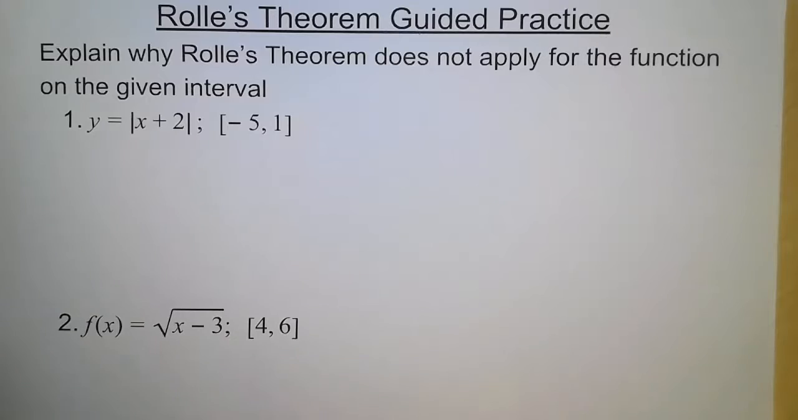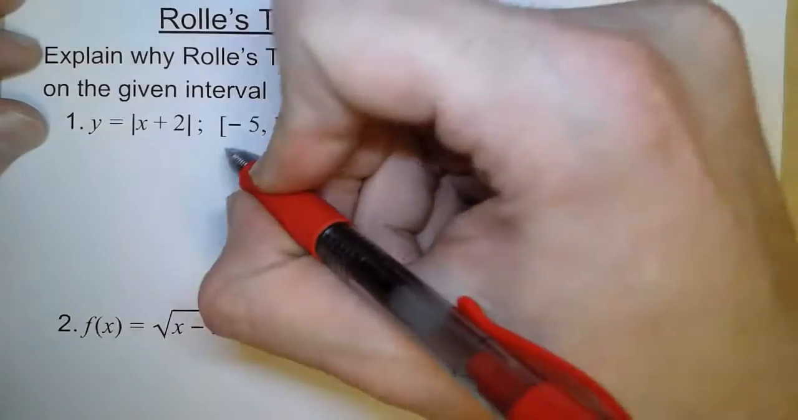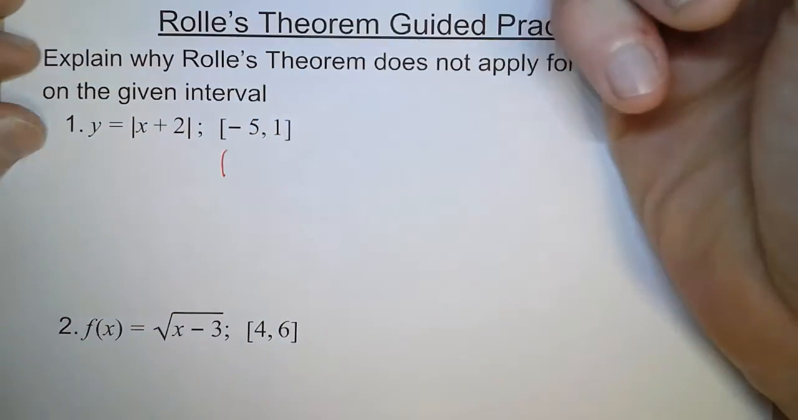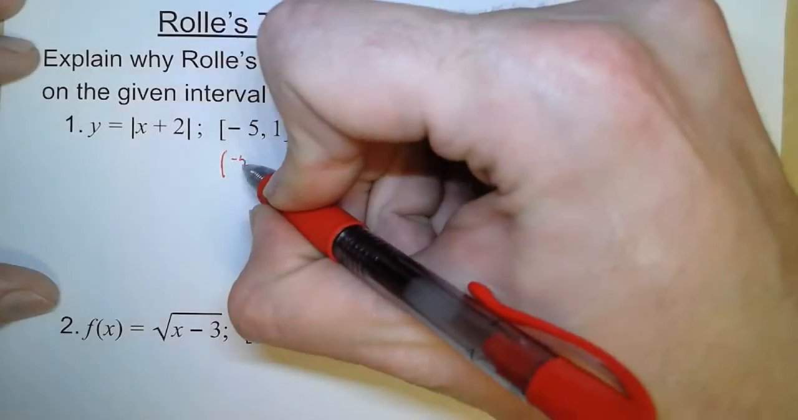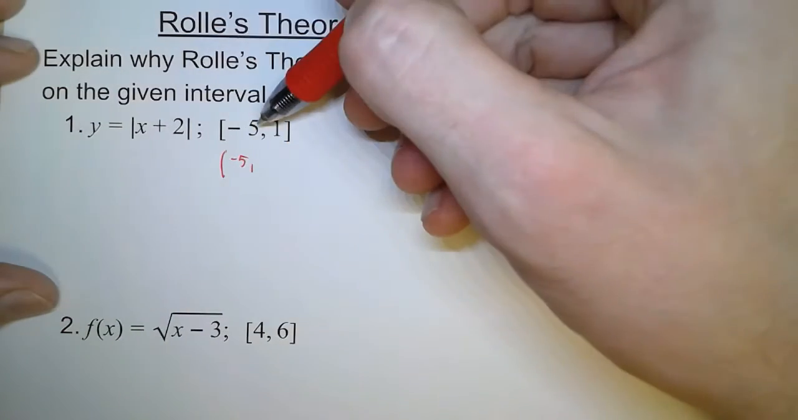So let's get started. So for these first three, we just want to look at why Rolle's theorem does not apply for the function on the interval that they've given us. And so the first thing to check is, well, do the endpoints have the same value? That's a first good place to start. So we go from -5 to 1.